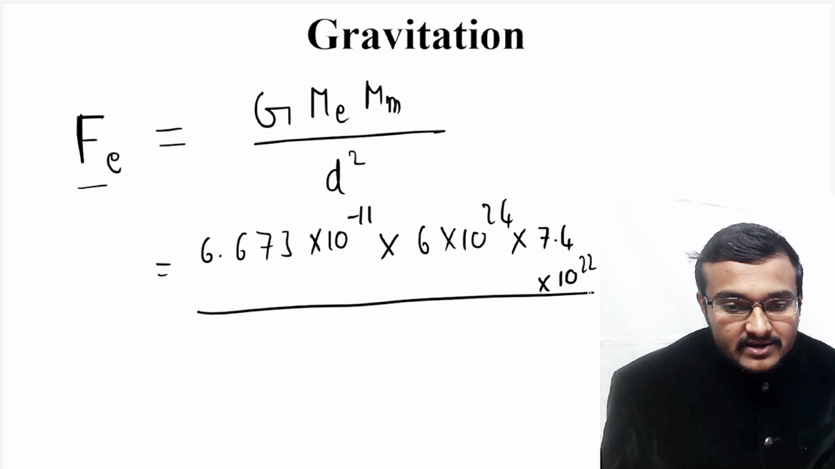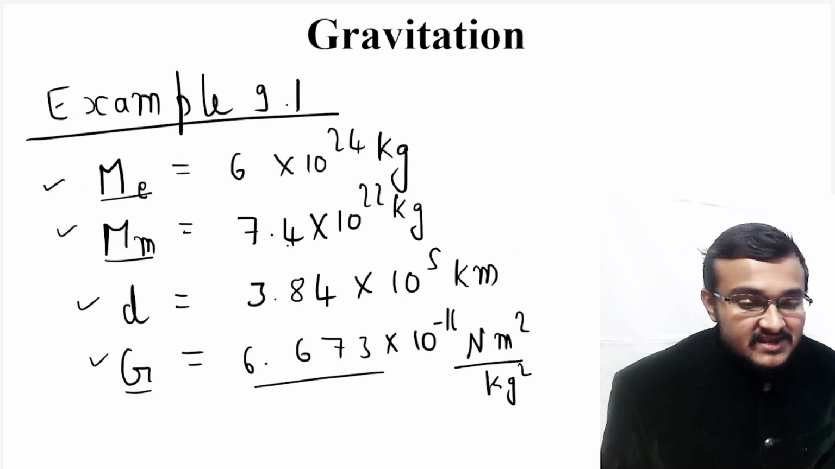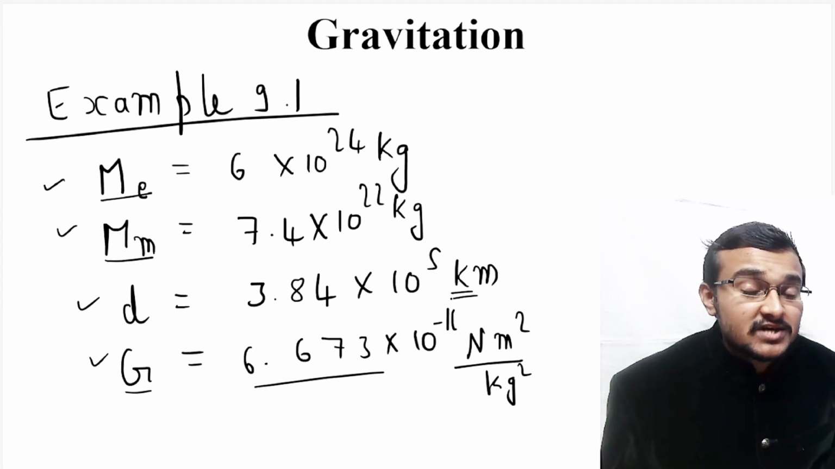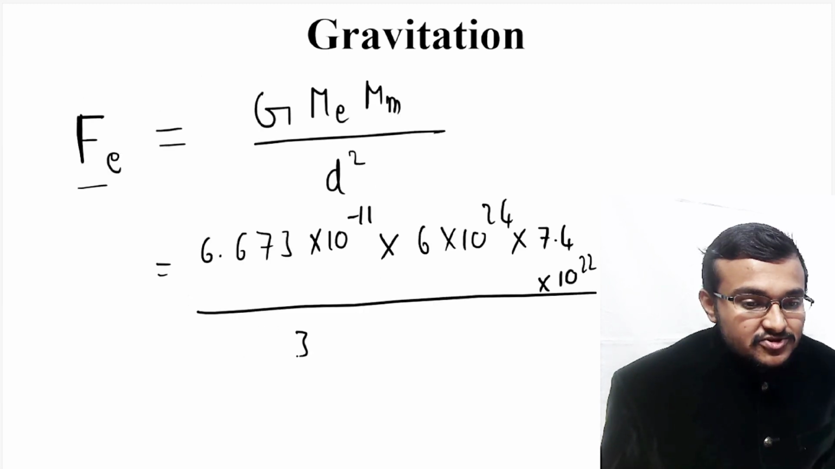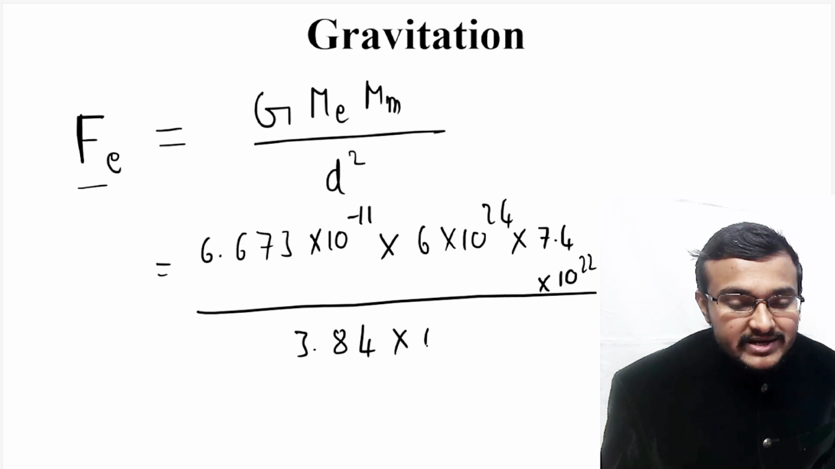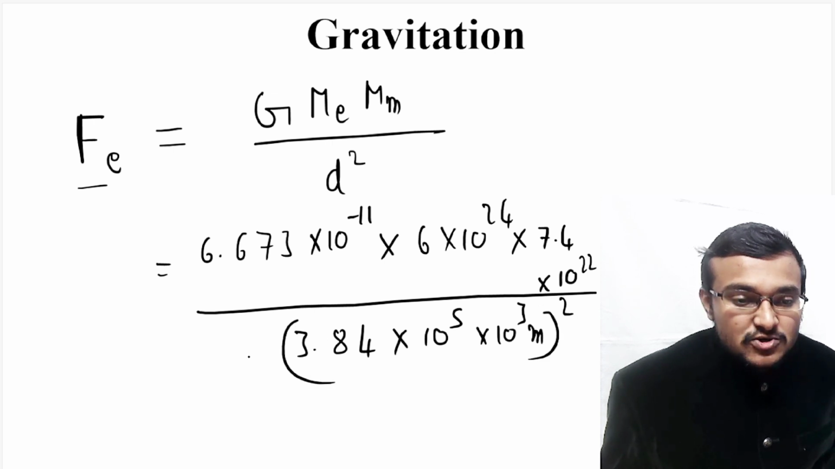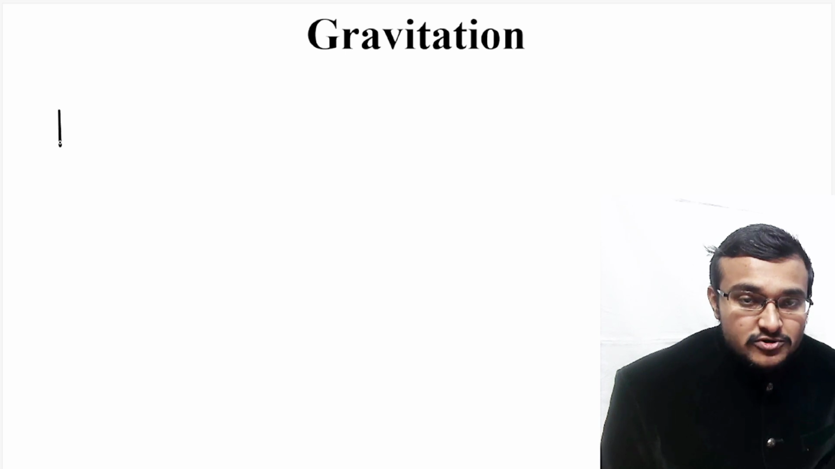So now in the denominator you have D square. D square is the distance. Here the distance between Earth and moon is given in kilometer. This you should convert into SI unit. Kilo means 10 power 3, so in the place of kilo I can write 10 power 3. So 3.84 into 10 power 5 into 10 power 3 meter whole square. After solving this, you will get the answer for the gravitational force exerted by Earth onto the moon.